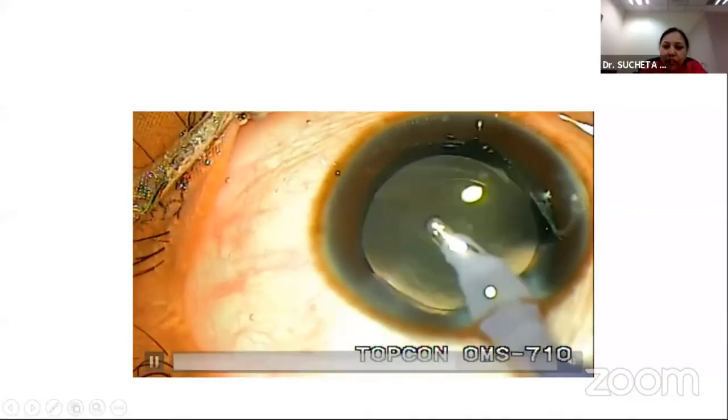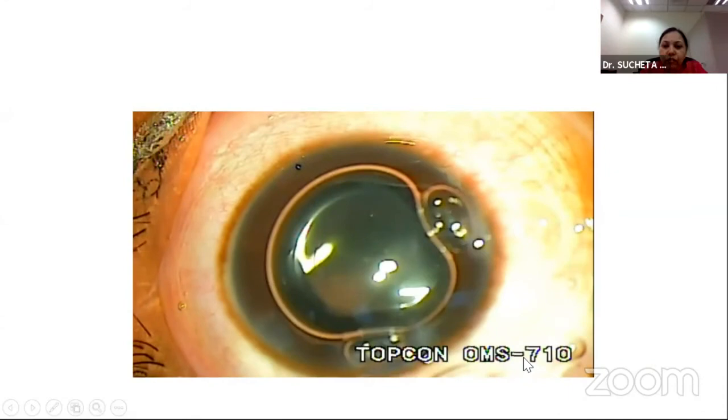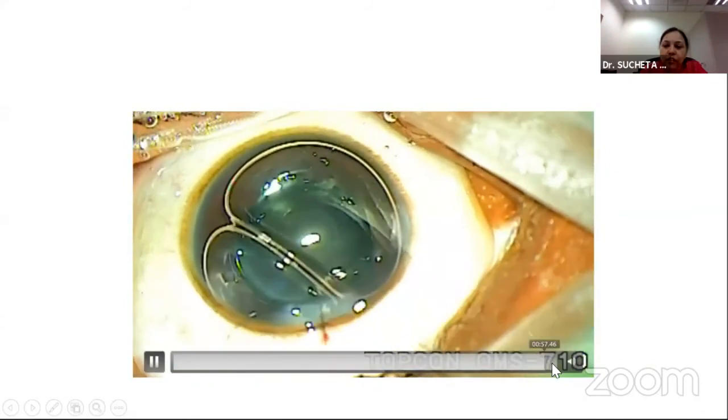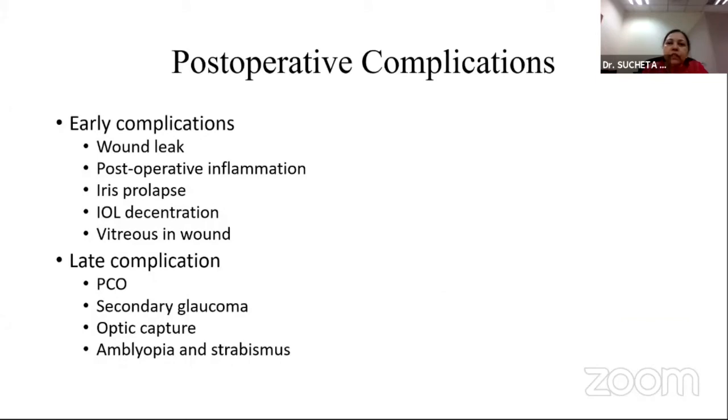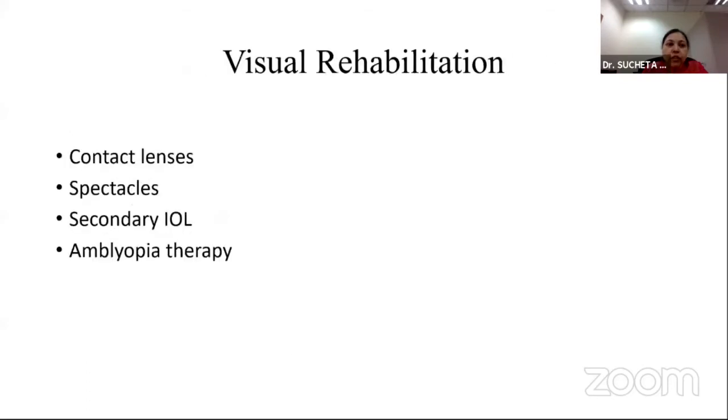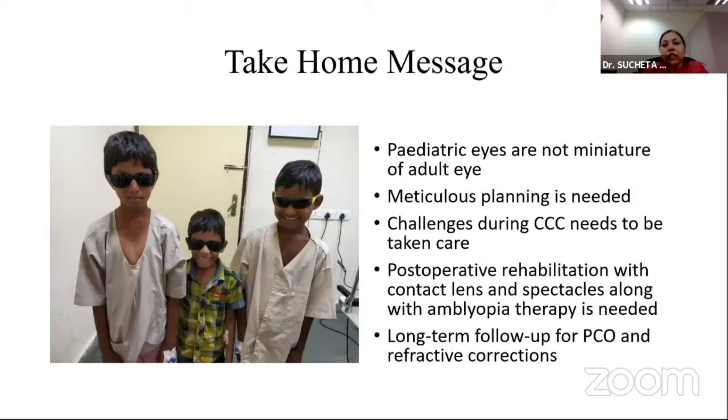So what is important is we have to give a suture at the end of the surgery. So this is just a matter of leaving them aphakic or giving an intraocular lens, and the most preferred intraocular lens which we are giving nowadays is a hydrophobic acrylic IOL. The post-operative complications have already been taken up by the other speakers, so I'm not going into details. So the take-home message is very important. Pediatric eyes are not miniatures of adult eyes, and meticulous planning is very much needed, and challenges during CCC should be taken care of, and long-term follow-up is needed in most of the cases.